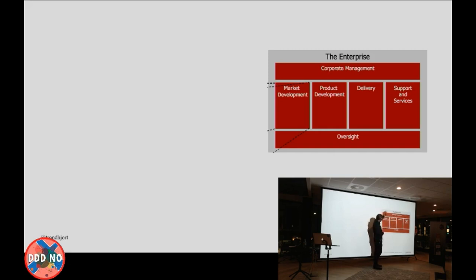Let's use the example. You've got corporate management, that's a capability. You've got market development, that's a capability. Product development, delivery, support and services, and oversight. This is managing the business, managing the internal capabilities that you need to be able to run the business. And these are the customer outlets. This is probably also management of the system.